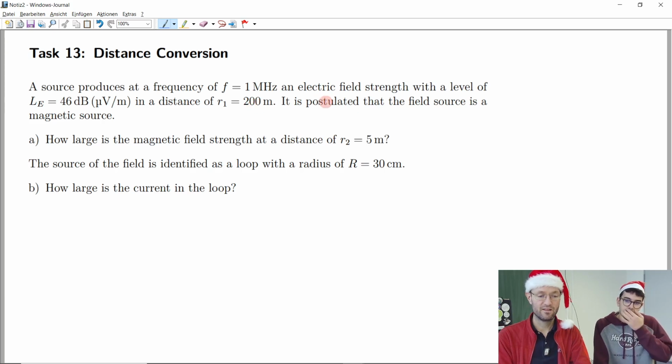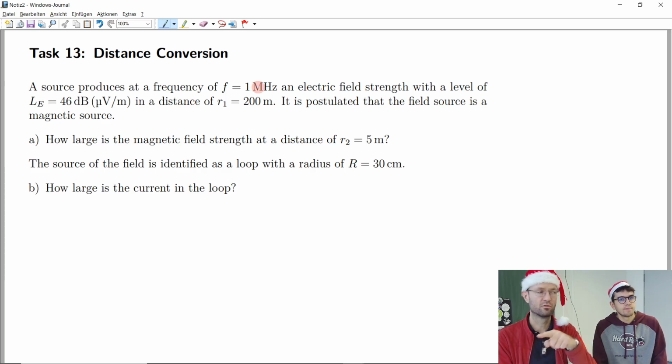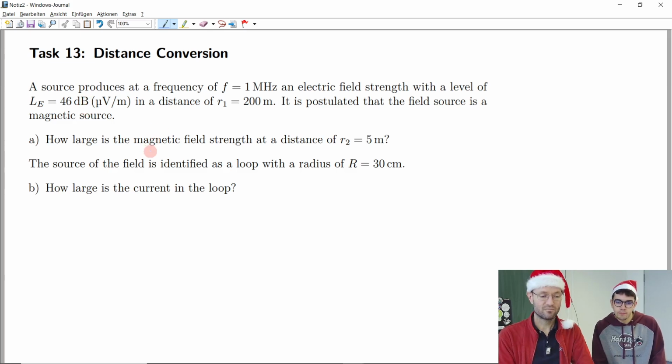And it's postulated that this source is a magnetic source. It's a magnetic dipole. It's some kind of loop antenna. So let's say we have a power electronic circuit. Somewhere a current is going on a loop, maybe on a printed circuit board. The loop is small in comparison with the wavelength, so we can assume it to be a magnetic dipole, and then it still creates this electric field. And so the question is, how large is the magnetic field strength at the distance of 5 meters?